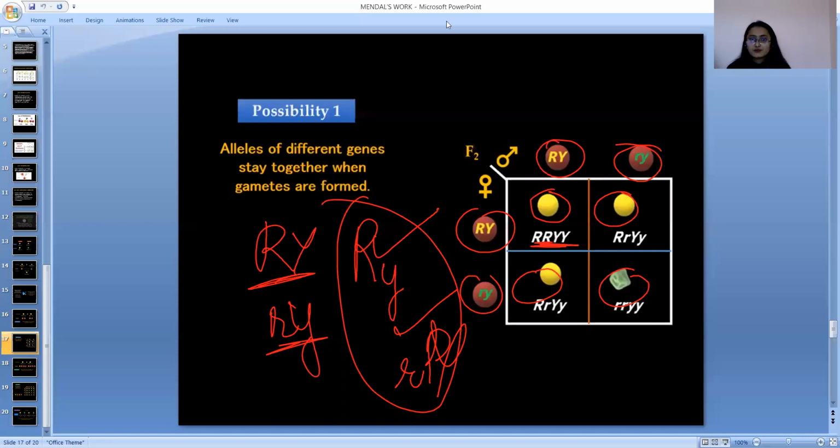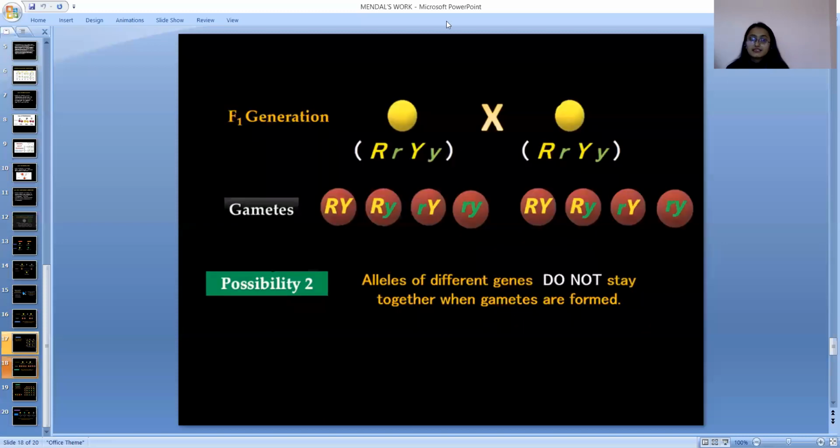This is the second possibility, right? Gametes can be formed as YY, can be formed as RY, capital R, small y, can be formed as small r, capital Y, can be formed as small r, small y. ये चार गैमेट बन सकते. Alleles of different genes do not stay together when gametes are formed. They do not always stay together. ऐसा नहीं होता, कभी इस तरह से भी होता है. अगर हम इनका क्रॉस करवाए तो क्या रिजल्ट आते हैं वो देखते हैं.